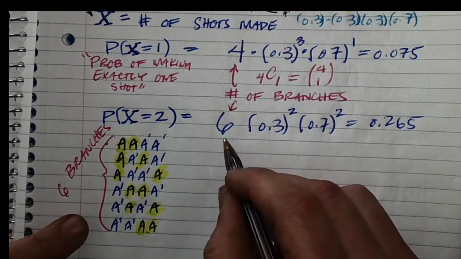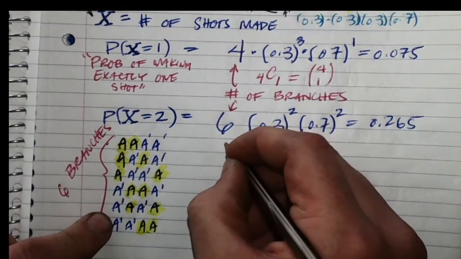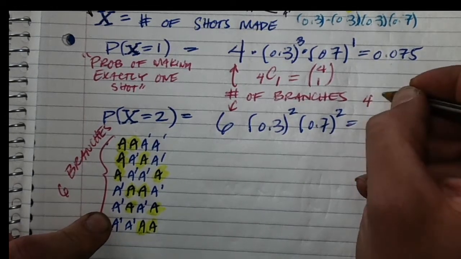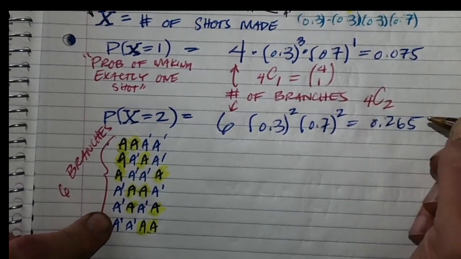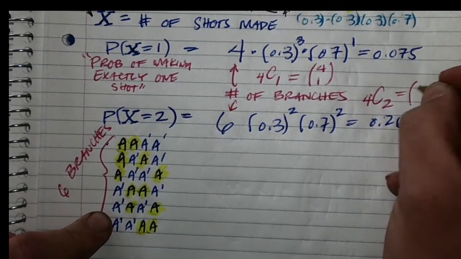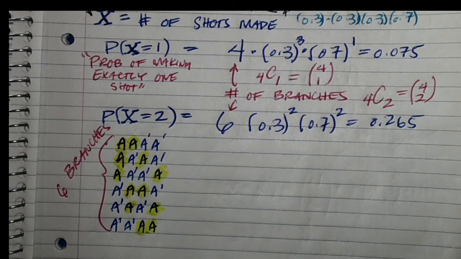Okay, and the way we get the 6 without having to list everything. This would be 4 trials and we're going to choose 2 of them to be special, or 4 choose 2 like this. Okay, now I did a couple of examples, and I want to see if you can figure out what the formula, generally speaking, would look like. And that's the one we're going to use.